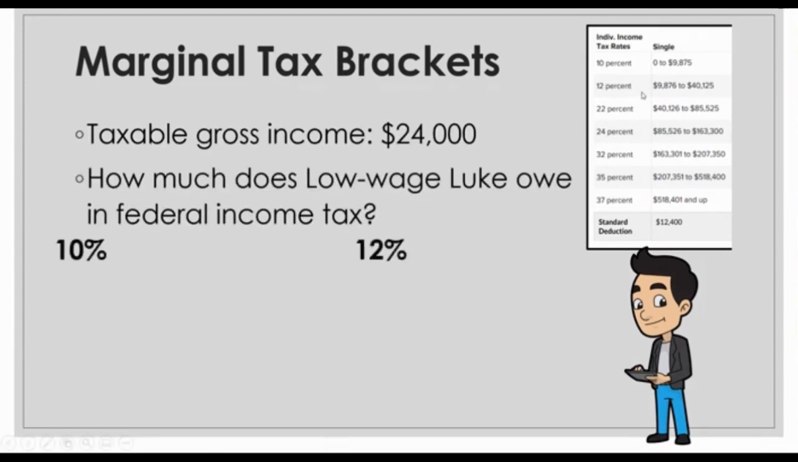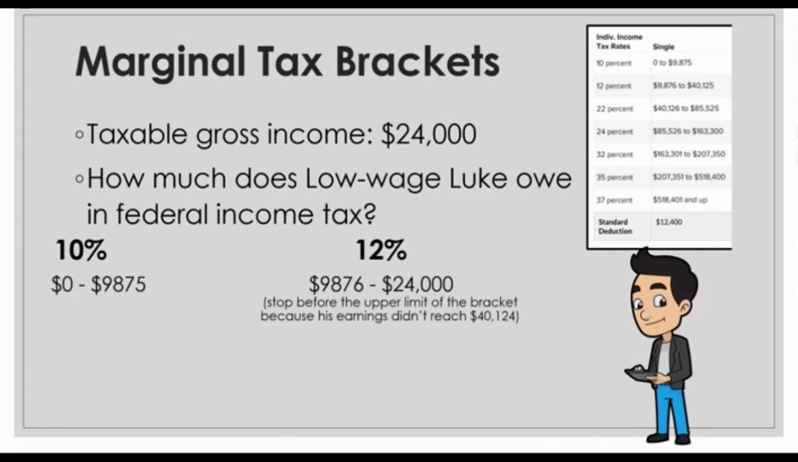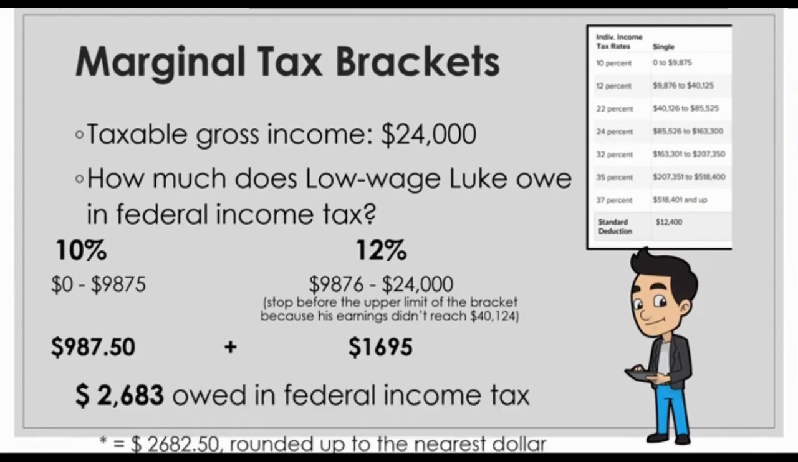$24,000 gets us into the 12% range, so we're only going to have two percentages to calculate. The first range is the same. The second range could potentially go up to 40,125, but he didn't max it out, so we're going to stop at 24,000. 10% of the first range, just like it was for Henry, is $987.50. 12% of this range is $1,695. No money went into the 22% bracket, none into the 24, the 32, and so on. He just has those two brackets. We add those up and get $2,682.50, but we round to full dollars, so $2,683.